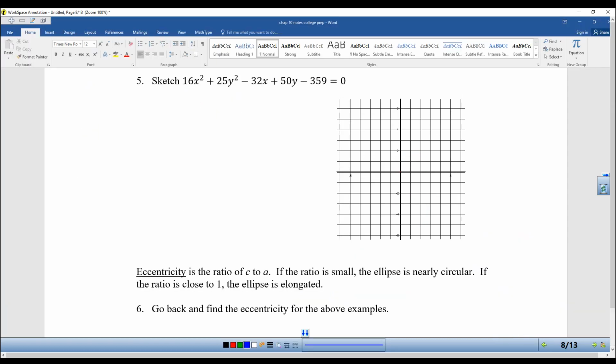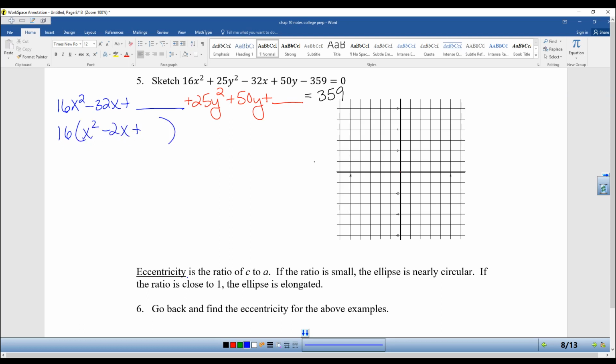All right, we still have one more that we can practice on. If you still haven't done one on your own, I highly recommend it. But of course, I am going to do it for you. 16x squared minus 32x plus blank. For the y's, 25y squared plus 50y plus blank is equal to 359. With the blue one, I factor out the 16, x squared minus 2x plus blank.